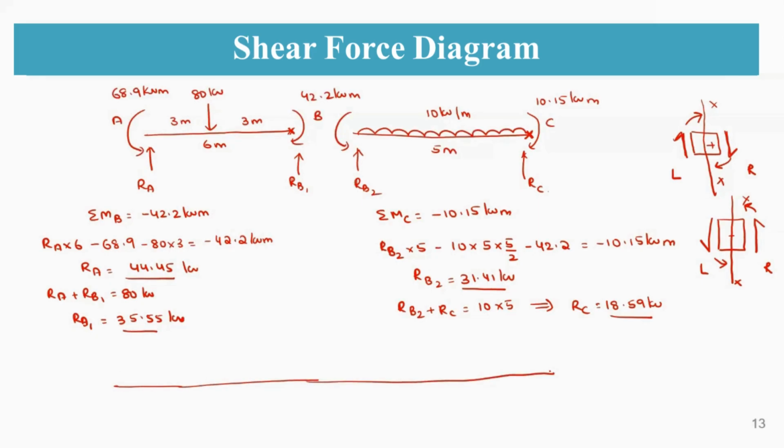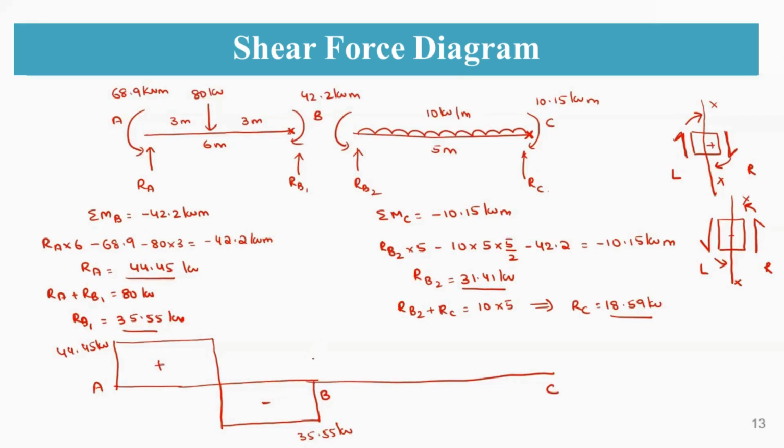You just see. So this is your A, this is your B, and this is your C. If you draw a section here, this is in clockwise direction, RA. But RB1 is in anti-clockwise direction. So this is your RA, till here it is the same. Again, down you have 35.55. So that is 44.45 kilonewton, and this is 35.55 kilonewton. So this is plus and this is negative.